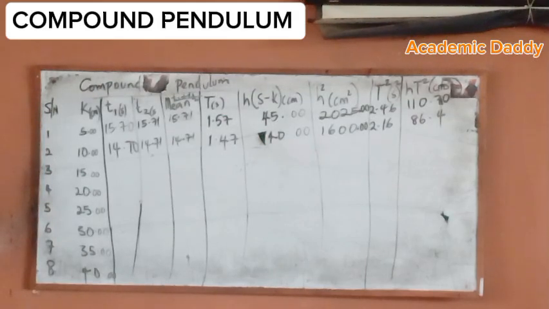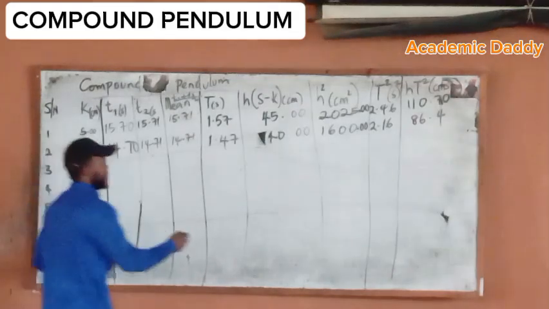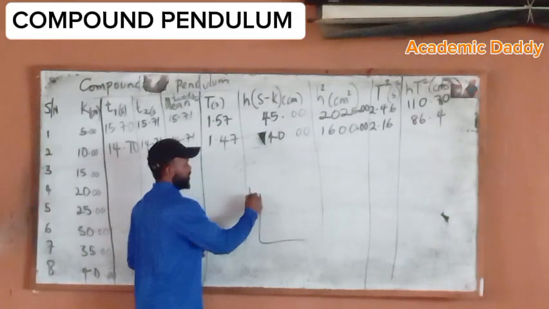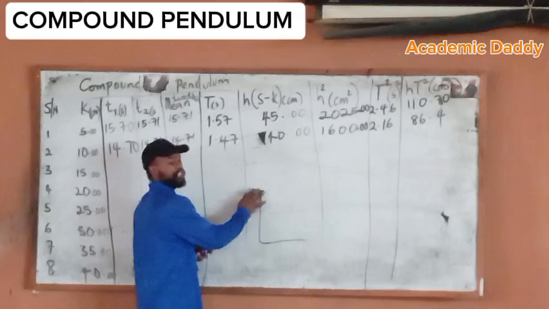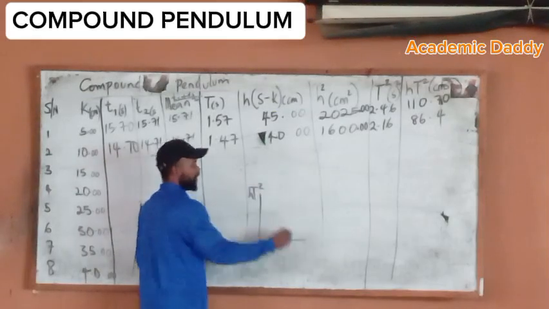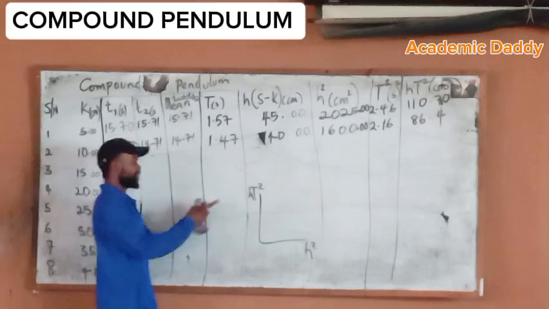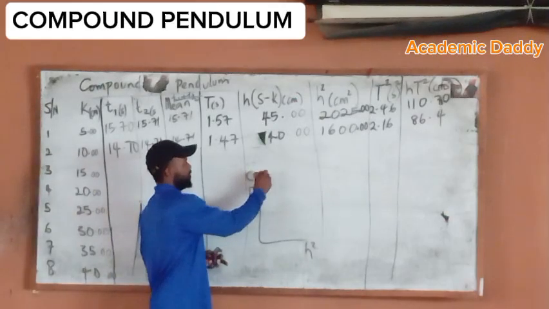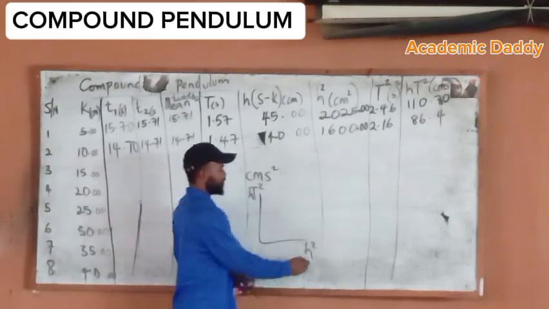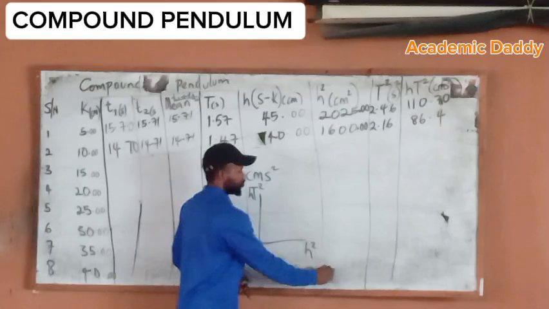Now, I want us to quickly go to the first question here. What's the first question on that? Okay, they say graph of H squared, or is it H squared, against H squared. Second squared, and this one is centimeter squared. Is it not true?